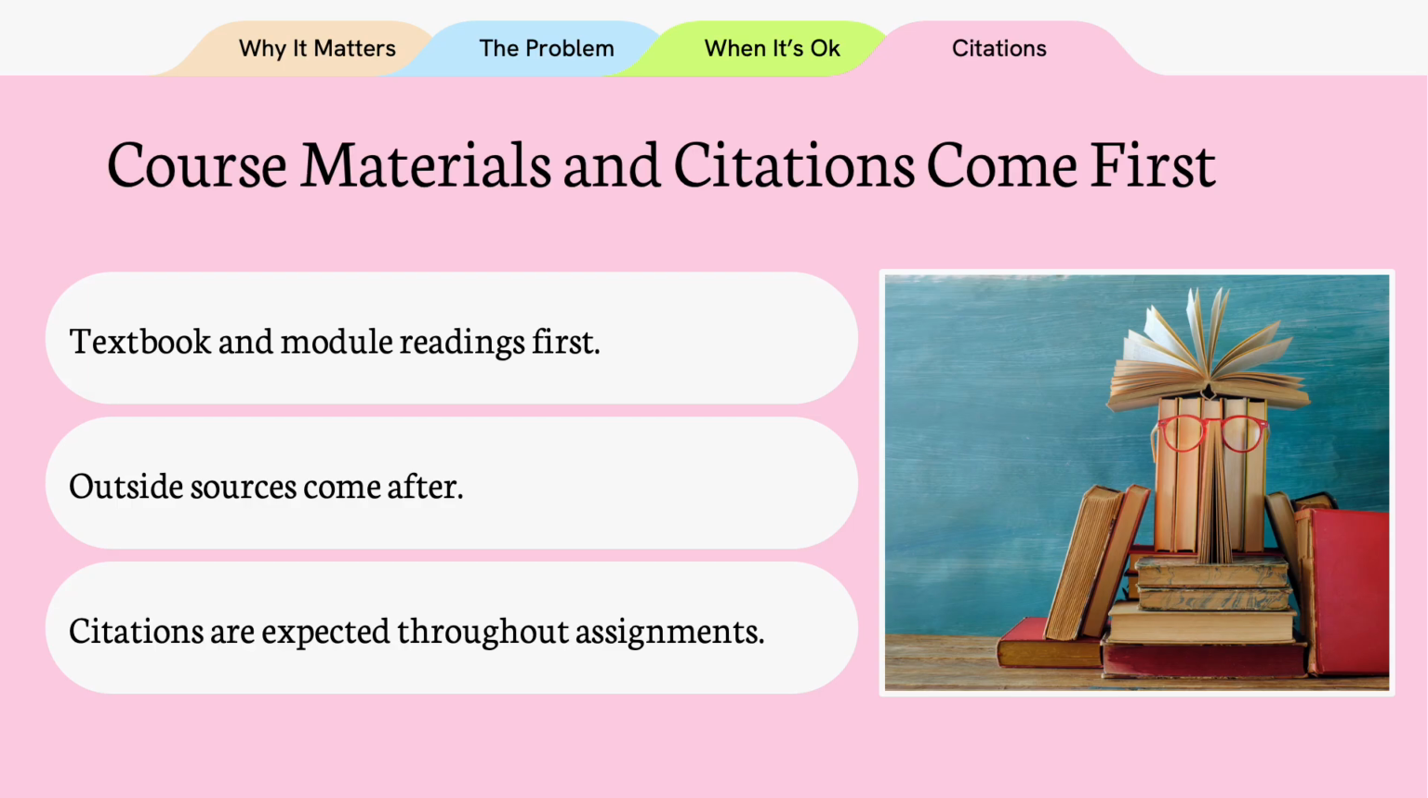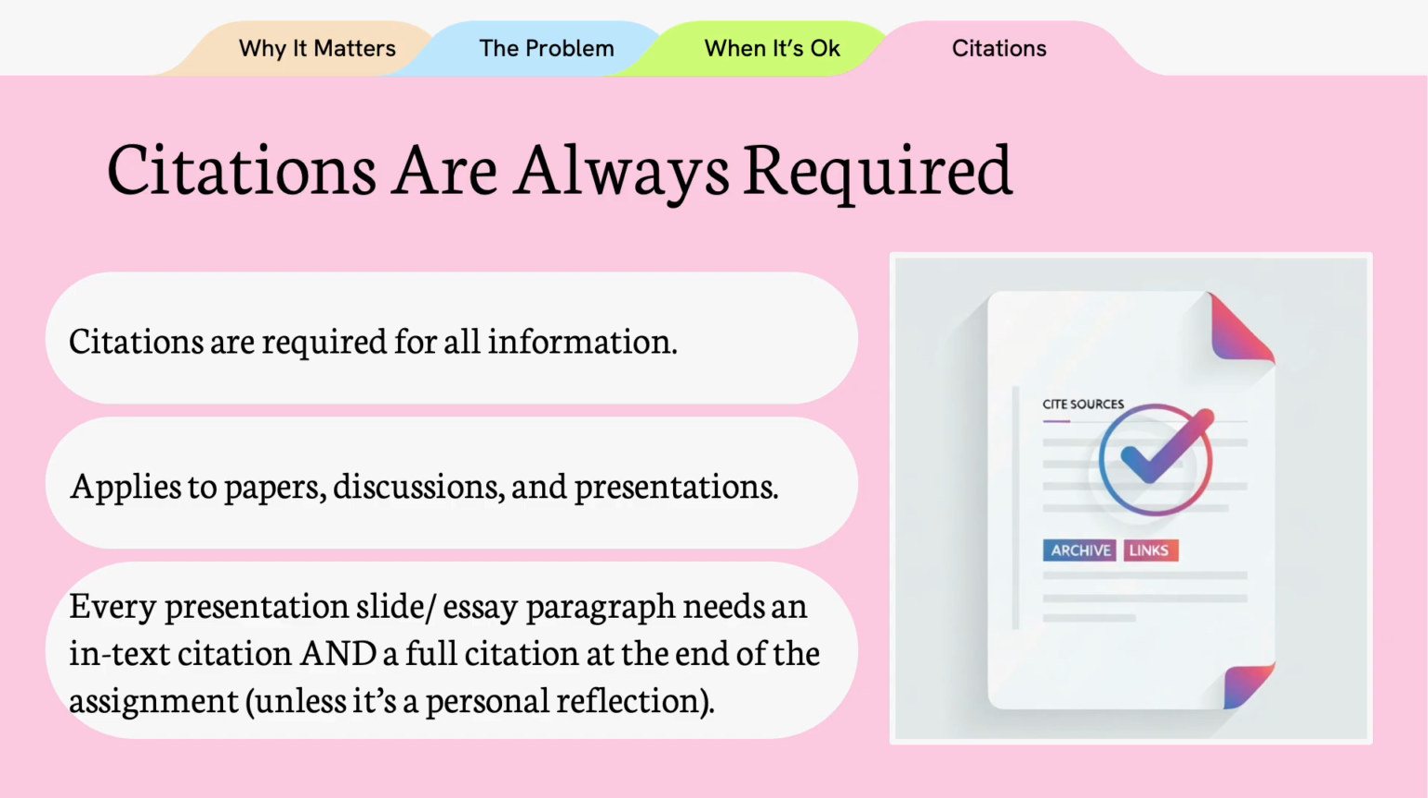The outside sources come after. Outside sources are great and needed in almost all assignments, but make sure you start with what we are learning in the module. And citations are expected throughout assignments. Citations are always required, so even though this presentation is about AI use, using citations on your own is a great way to make sure that you are avoiding using AI to write your whole papers. And if you are missing citations or don't include appropriate citations, that is a red flag for instructors to possibly determine that you might be using AI and not using your own learning.